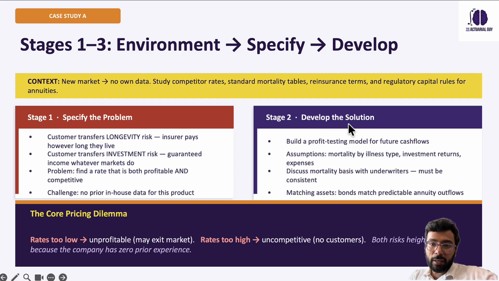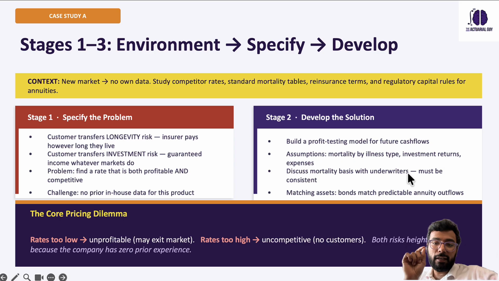Now, in terms of developing a solution, you will have to build a profit testing model for future cash flows, right? In order to check the level of profitability. You need to cite your assumptions for mortality by illness type, because severely ill annuitants would be receiving a high level of annuity. You need to cite your assumptions for investment returns and for expenses, and you need to discuss the mortality basis with the underwriters.